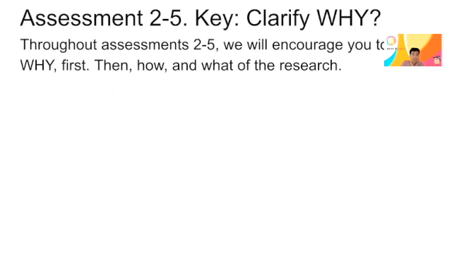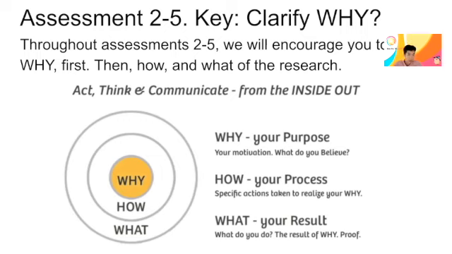So this is best explained in this concept called the golden circle. You can imagine three concentric circles like this, and at the center there's a why. It's your purpose, your motivation. Then the next layer is the how, explaining your method, the process, the specific actions to realize the why. And finally the what: your result, what you do, the result of the why, the proof.